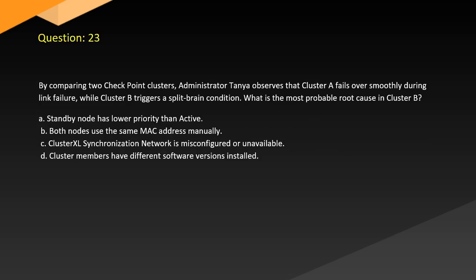Question 23. By comparing two Check Point clusters, administrator Tanya observes that cluster A fails over smoothly during link failure while cluster B triggers the split brain condition. What is the most probable root cause in cluster B? A. Standby node has lower priority than active. B. Both nodes use the same MAC address manually. C. ClusterXL synchronization network is misconfigured or unavailable. D. Cluster members have different software versions installed.